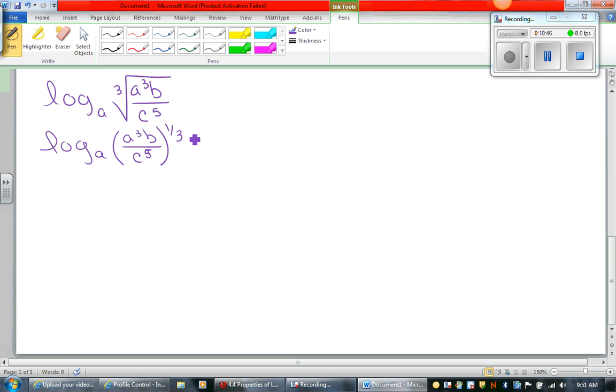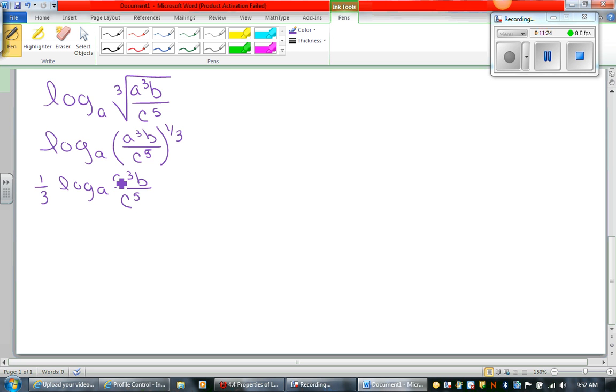Now, that 1/3 also needs to be moved so that we can get inside. So there's our second step. We're going to take this and move it out front. So we've got my 1/3 log of A of A cubed B divided by C to the 5th. Okay, so I want you to keep in mind that this cube root is being taken of everything underneath this radical. So we have to make sure that this 1/3, now that it's out front, does get applied to everything here. And there's two different ways to do that, and we can look at both methods.